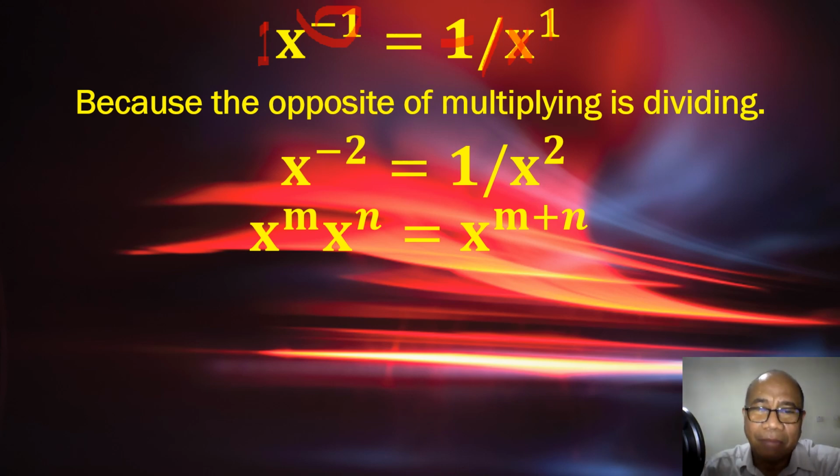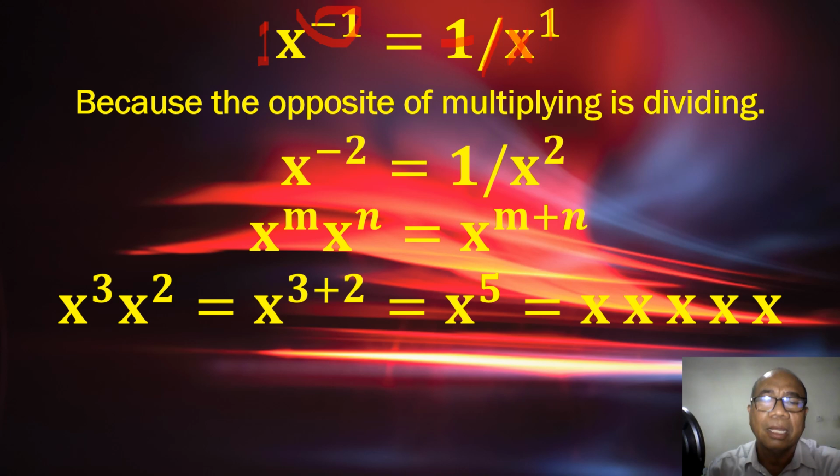And from the laws of exponent, x raised to the power of m multiplied by x raised to the power of n is equal to x raised to m plus n. We will just add their exponents. Now, let's go to another example. Let's say we have x cubed multiplied by x squared.